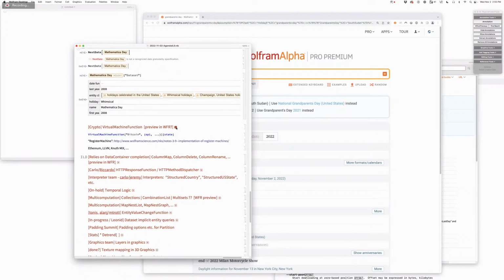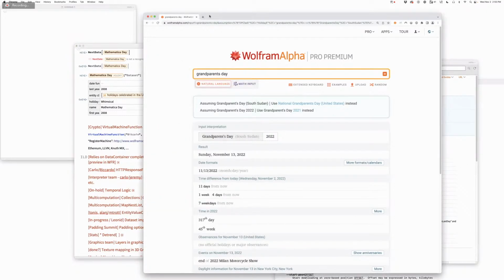Okay, the virtual machine function is previewed in WFR, except that it isn't the Bitcoin one. It's things like the PDP1. In the Packlet repository, not WFR, right? No, it's in WFR. It's also in Packlet.